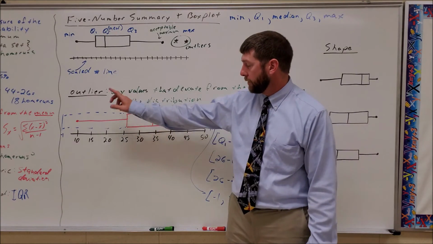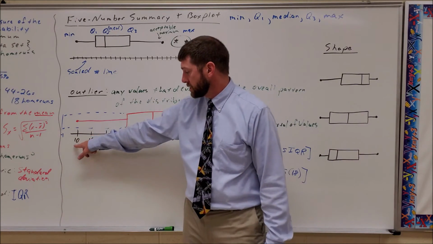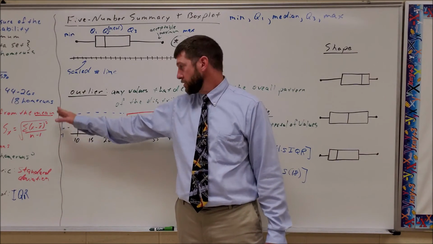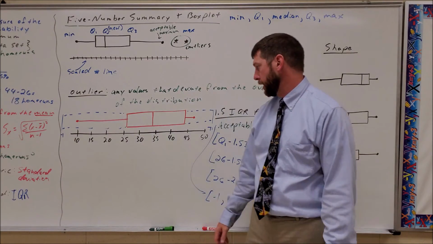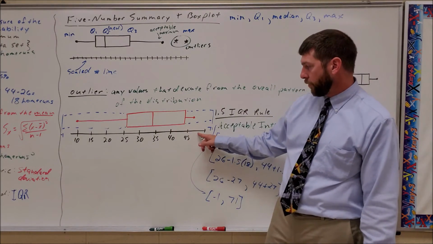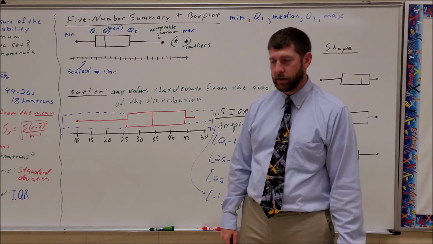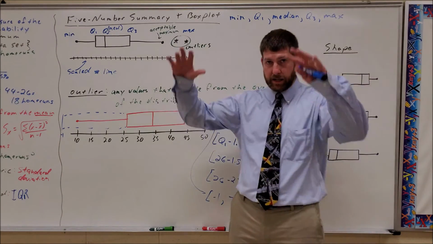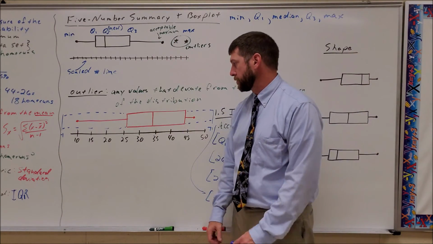Well, we can see that for Hank Aaron's season, his lowest was 10, so he didn't exceed that. So he's still inside that acceptable boundary. And then his highest was 47, so it didn't either. So he doesn't have any outliers on either side of that distribution.